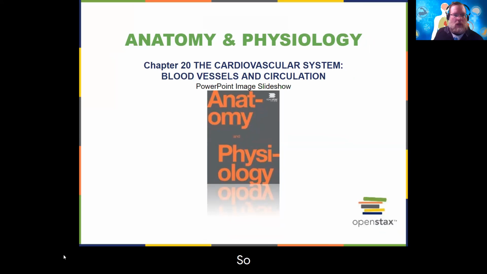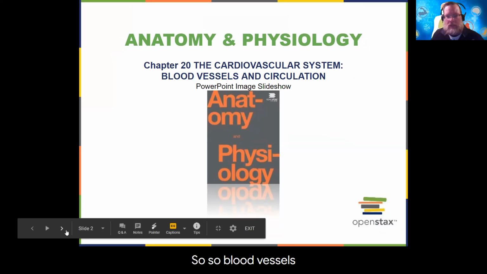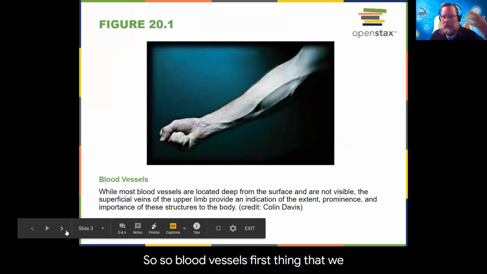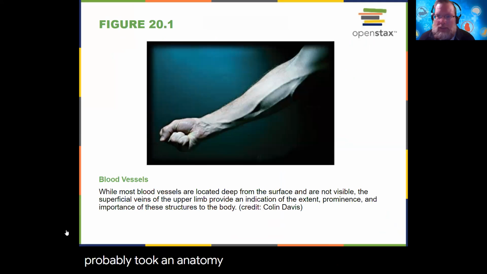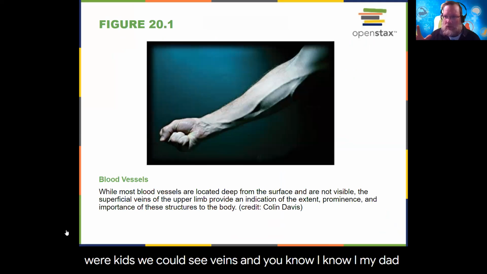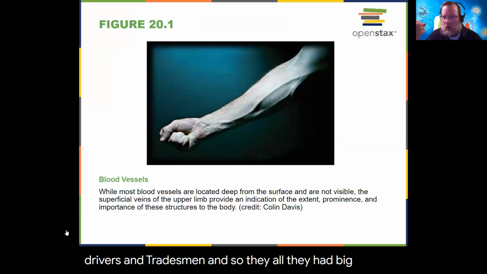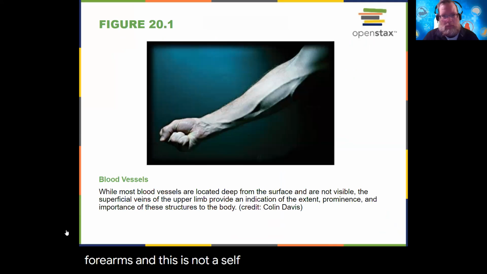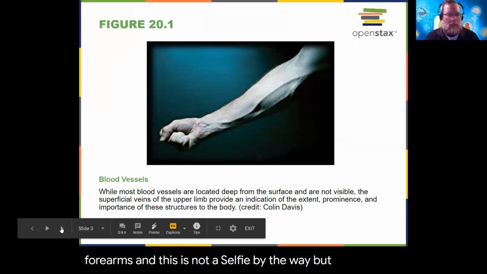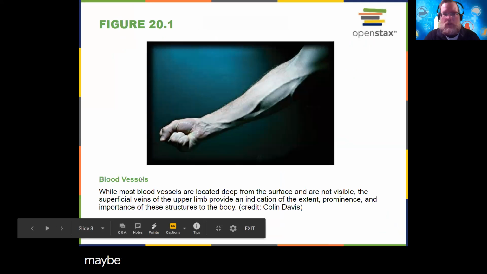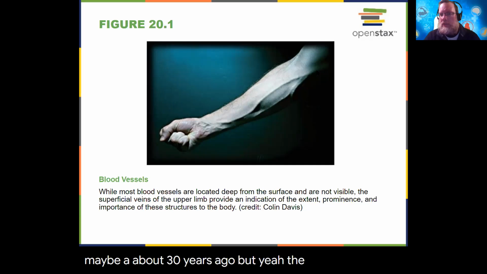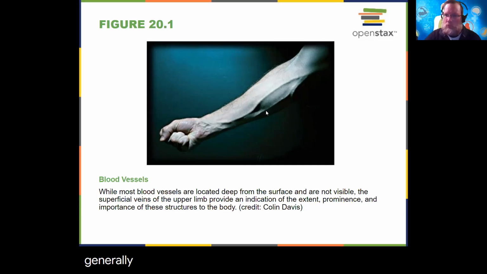Okay, so blood vessels. Before you probably took an anatomy class, even when we were kids, we could see veins. I know my dad's family and my mom's family are all farmers and truck drivers and tradesmen, and so they had big forearms. And this is not a selfie, by the way. But anyway, veins generally are going to be more superficial.